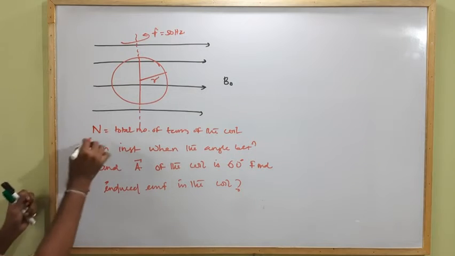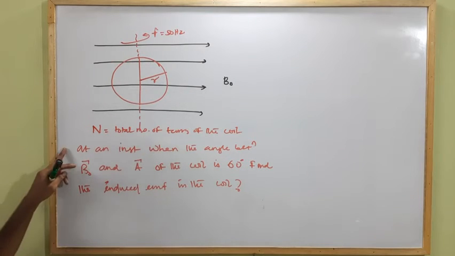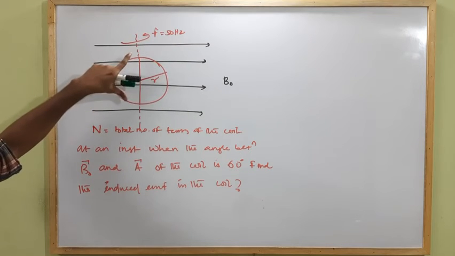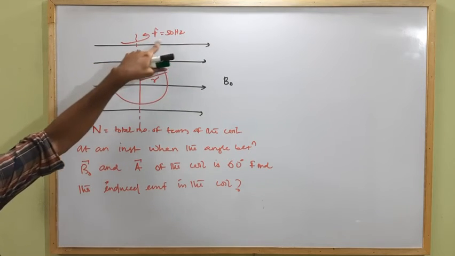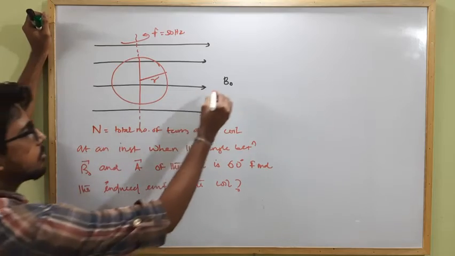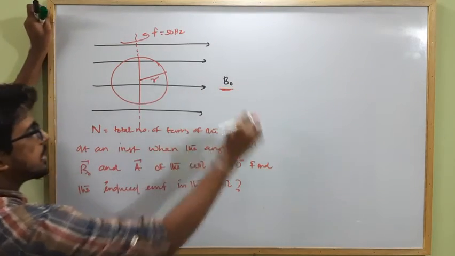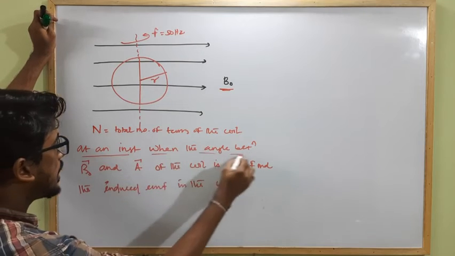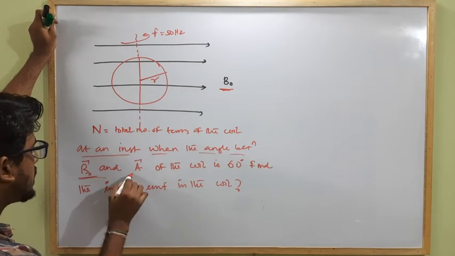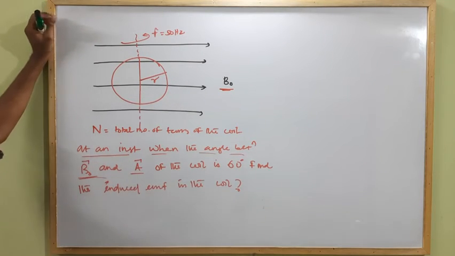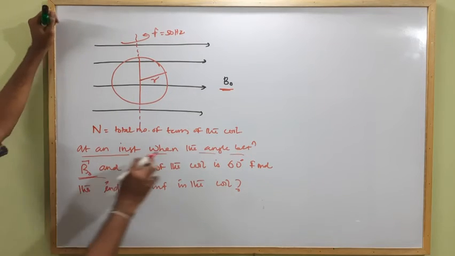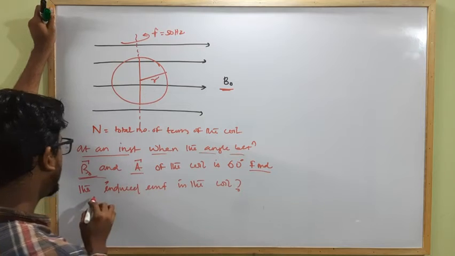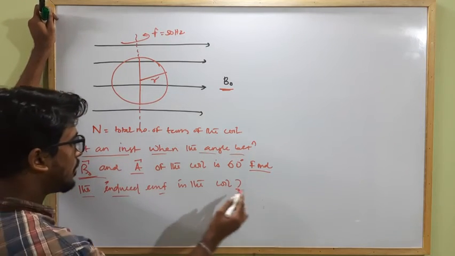So N equals total number of turns of the coil and the radius of the circular coil is R, which is rotating about a diameter of the coil with frequency 50 Hz. The external magnetic field is acting horizontally, that is B naught. So we have to calculate, at an instant when the angle between magnetic field strength and area vector of the coil is 60 degree, clear? When the angle between B and A vector of the coil is 60 degree, find the induced EMF in the coil.